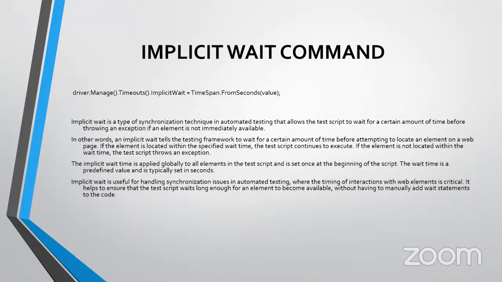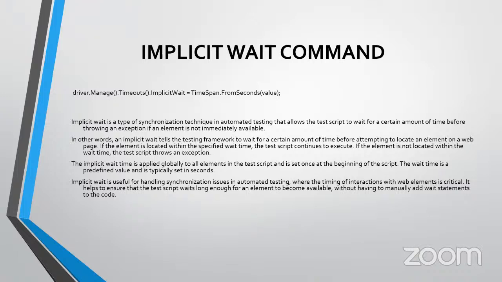Implicit wait is useful for handling synchronization issues in automation testing, where the timing of interactions with web elements is critical. It helps to ensure that the test script waits long enough for an element to become available without having to manually add wait statements to the code.